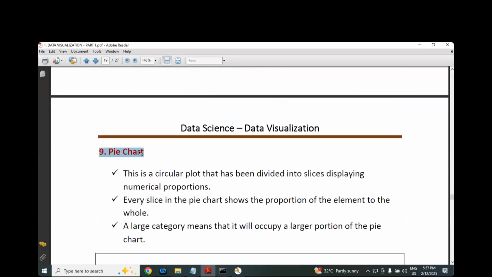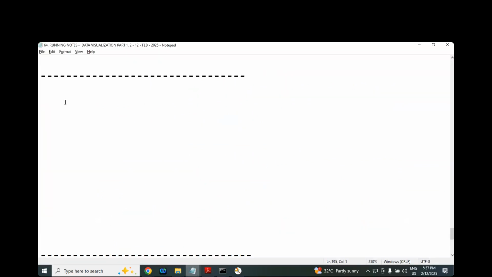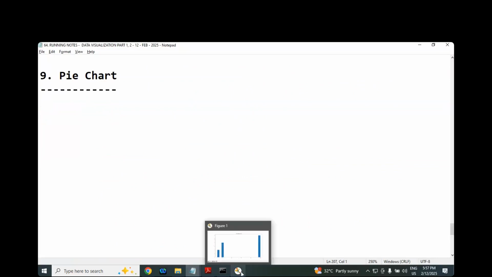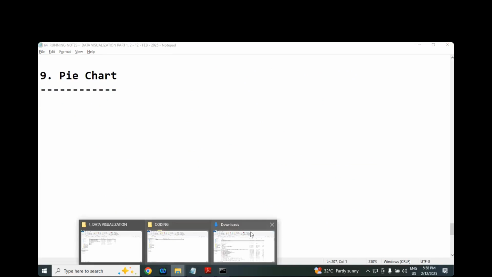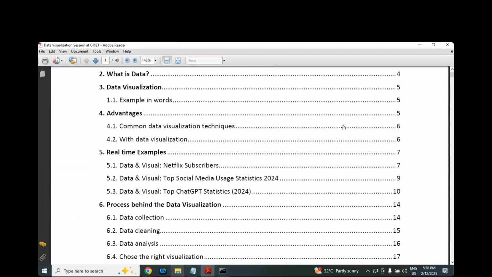Pie chart, sir. What is the next one? Pie chart. The pie chart is one circle slicing information. This is very useful. I will try to explain. First of all, why I opened that material, I wanted to give one small clarity. Why this discussion came, you know.